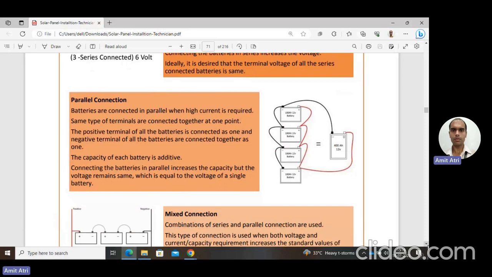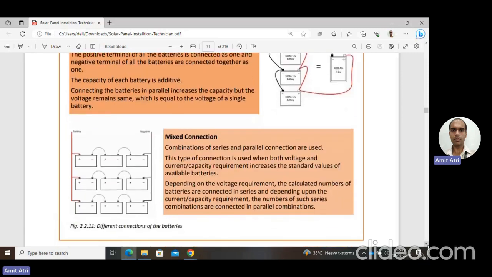Then the capacity, like how much capacity in ampere hour for one battery and for another battery, they are all additive. But the voltage is the same. The total voltage will be the same as that obtained from the single battery.